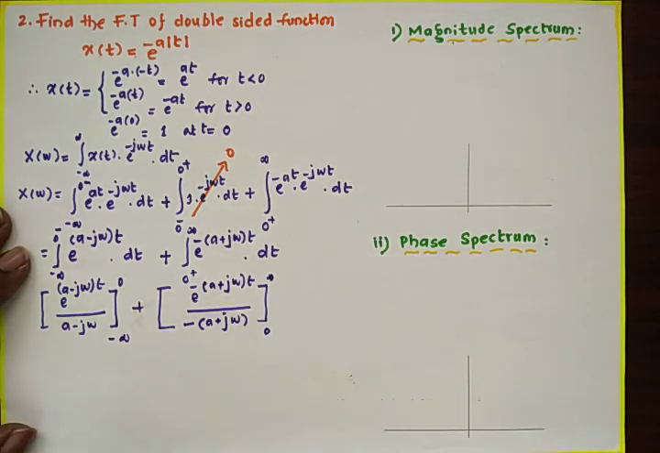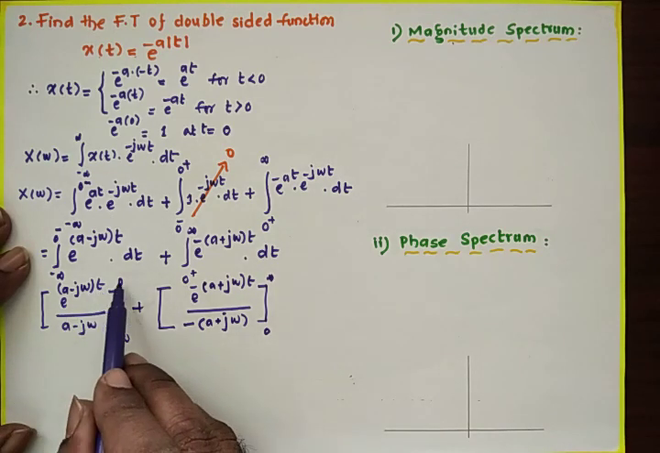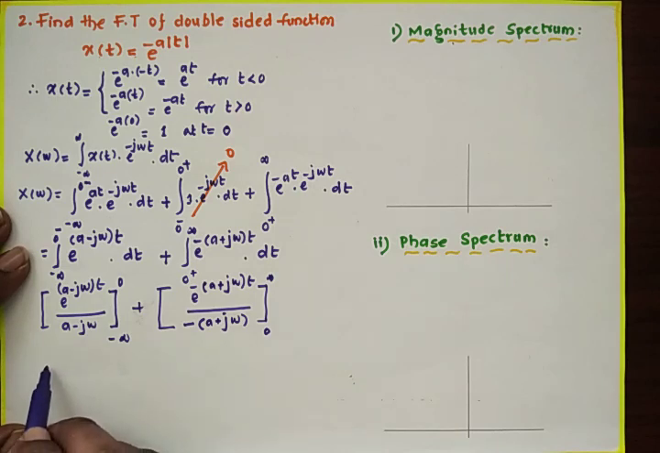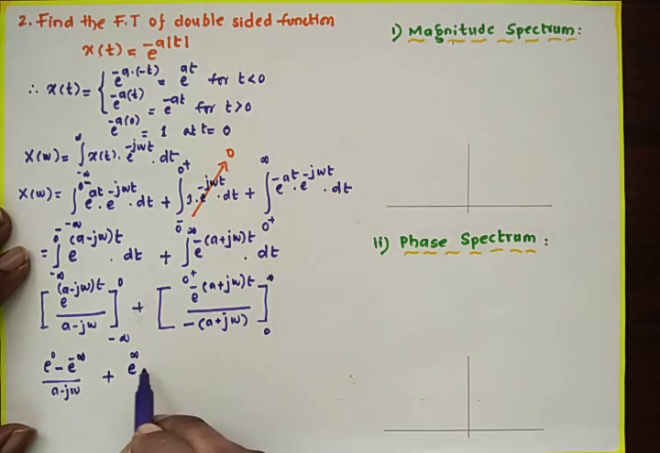Then by substituting this one, you can get here, this is what? Here substitute the upper limit, that is at t equals 0, we have to substitute, so that you can get e to the power of 0, and after that you have to substitute e to the power of minus infinity at t equals infinity, with the denominator remaining the same, that is a minus j omega. Plus here also you can get e to the power of, first upper limit is infinity, minus lower limit is 0, by minus a plus j omega.